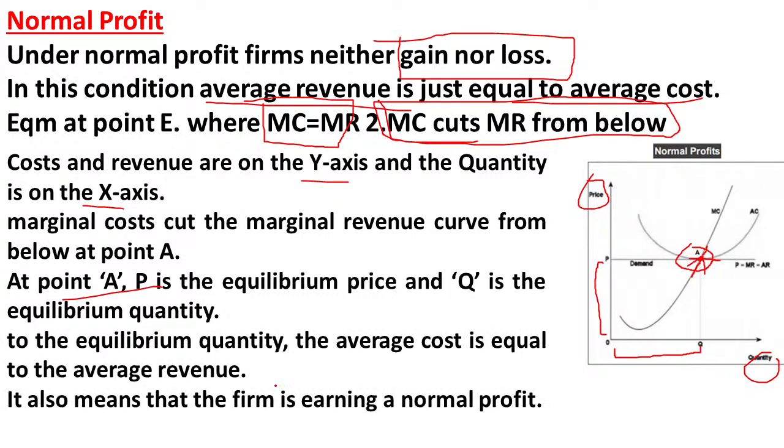At the equilibrium quantity, the average cost is just equal to the average revenue. So here OPAQ is the average cost, and OPAQ is the average revenue. So the firm will not make any profit, and the firm will not make any loss either. So this is the case of normal profit.